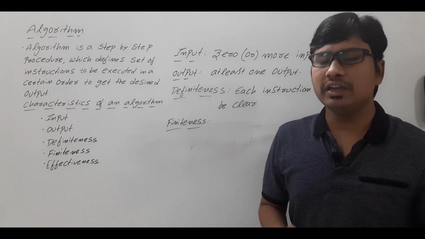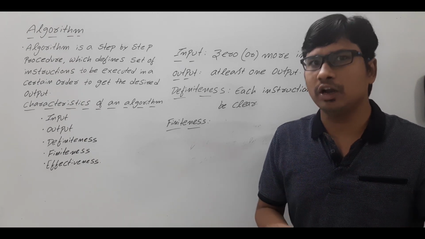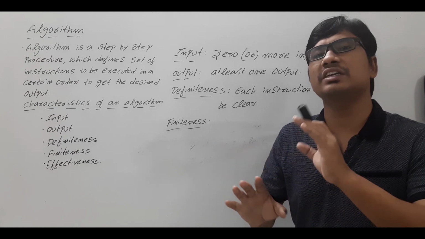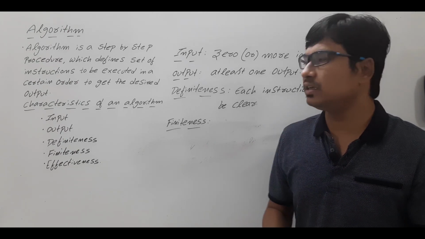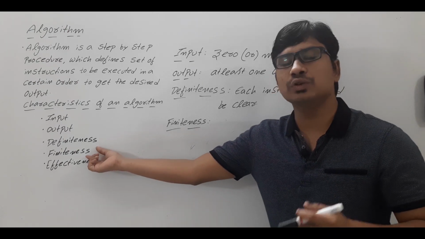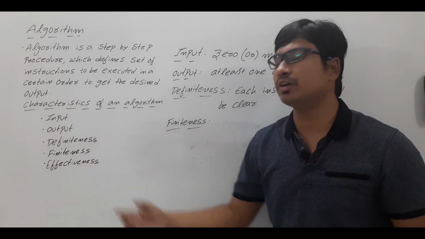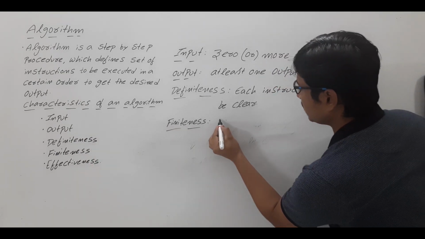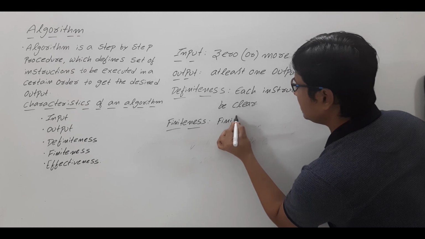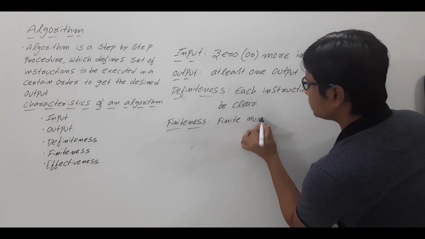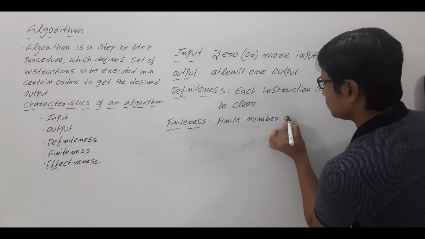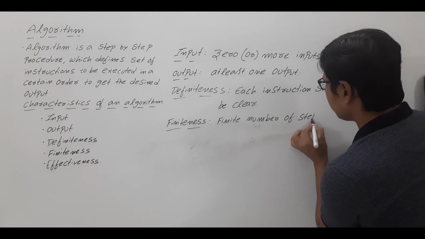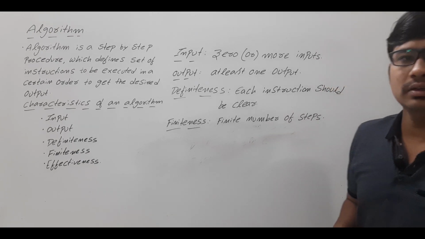So any algorithm or any program should terminate after a certain amount of time. Is it clear? Any algorithm should consist of only a finite number of steps, or a finite number of instructions.